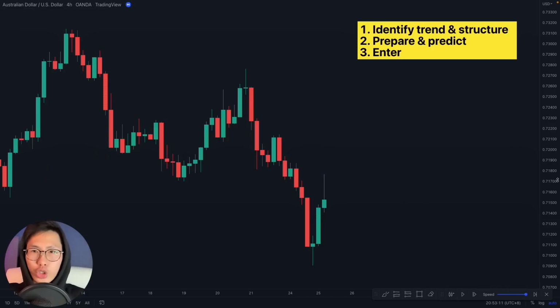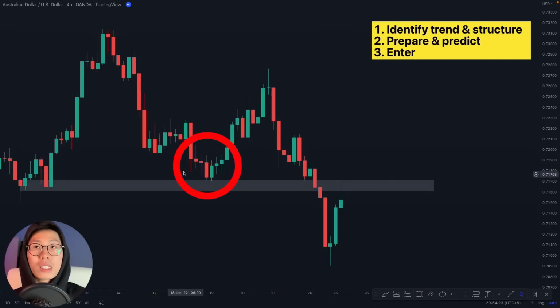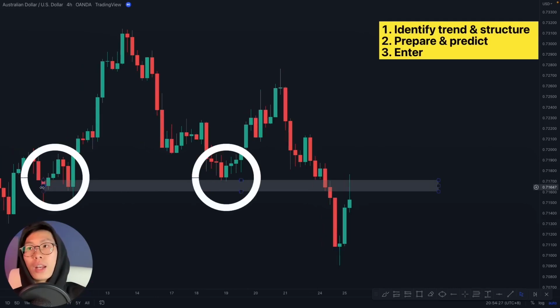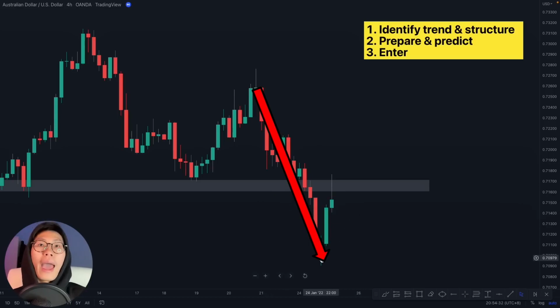After you have identified the trend, you also have to identify structure. So we can draw a key level right here because this is the previous low in this downtrend, and if you look towards the left, it's also a support level. So right now, price has just broken through this little support level and it has come back up to retest this support level, which brings us to our next step.